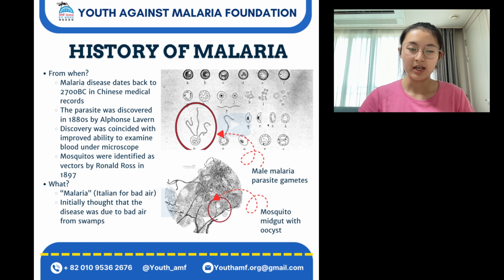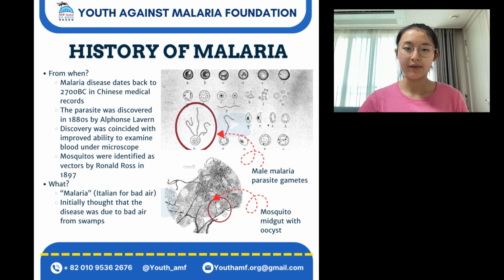Now, the disease malaria dates back to 2700 BC and it has been recorded in many Chinese medical records. And the parasite itself was discovered in the 1880s by Alphonse Laveran, and the discovery coincided with an improved ability to examine the blood under the microscope. However, mosquitoes were identified as vectors much later, in 1897, by Ronald Ross.